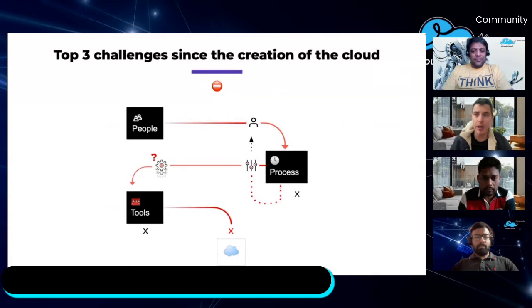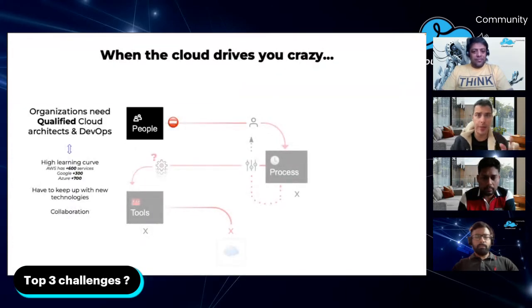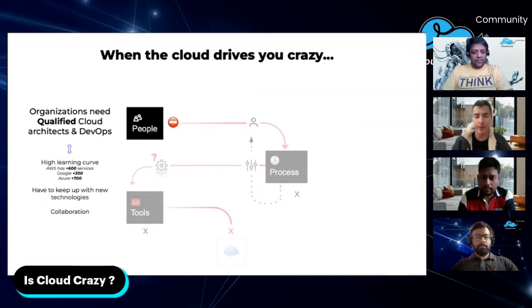So the top three challenges: people, process, and tools. Here you have the people. Everything needs to be organized, and we also saw that there was a high learning curve because AWS has more than 600 services, Google Cloud as well, Azure 700. So actually, we try to reduce the learning curve and to improve the time to market.